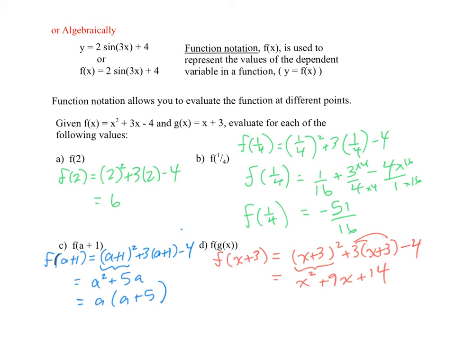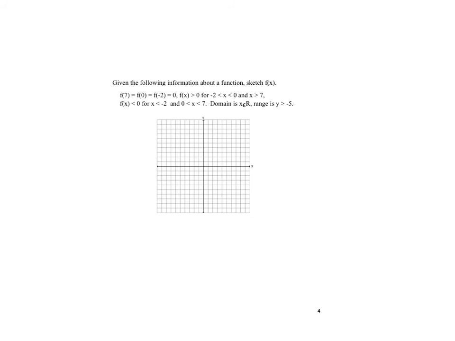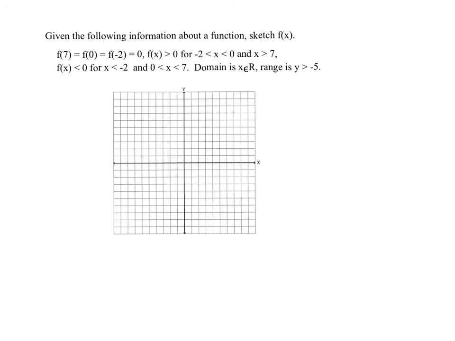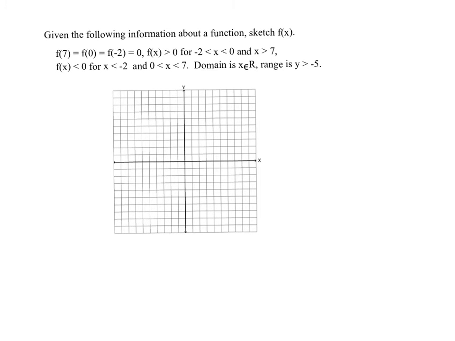Okay, so let's go on to our next example. Given the following information about a function, sketch f at x. So we're given a bunch of hints about this function. The first hints that we're given are that f at 7 is equal to f at 0 is equal to f at minus 2 is equal to 0. So what this is really telling us is that these are all the zeros. So at x equals 7, at x equals 0, at x equals negative 2, all those functions are equal to 0 in terms of y.